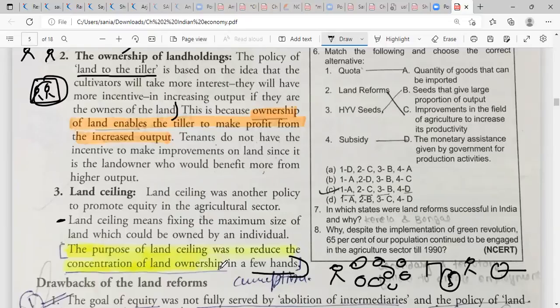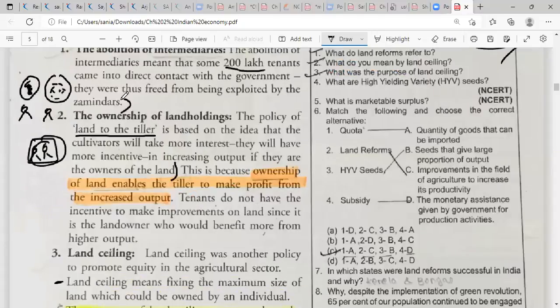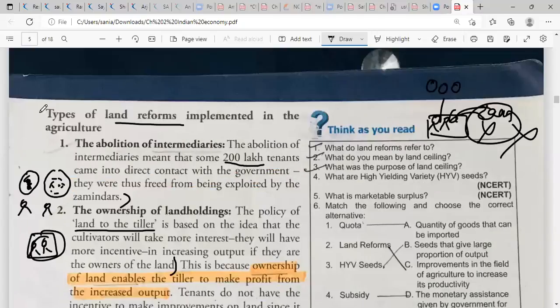Yes, ma'am. Okay. So first you will write: types of land reform implemented in the agriculture sector. First this, and everything you'll write. Then second and then third. Okay.